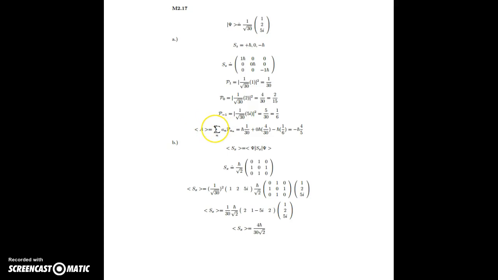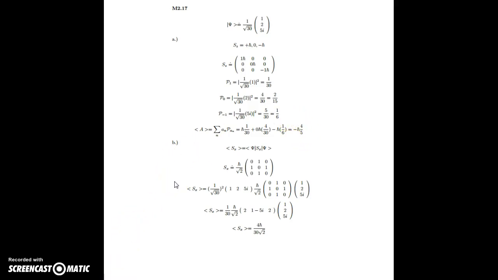So next it asks for the expectation value for this, and to find the expectation value, it's given right here. It's the sum of the eigenvalues times their respective probabilities. So we're using the answers from the earlier part. So it's h bar times 1 over 30 plus 0 h bar times 4 over 30 minus h bar times 1 over 6, and that equals minus h bar times 4 over 5. And that's our expectation value.